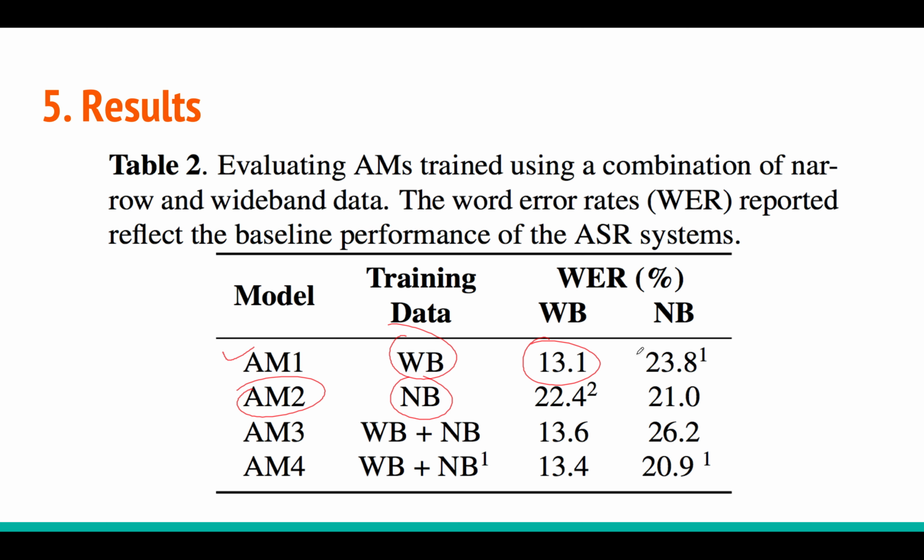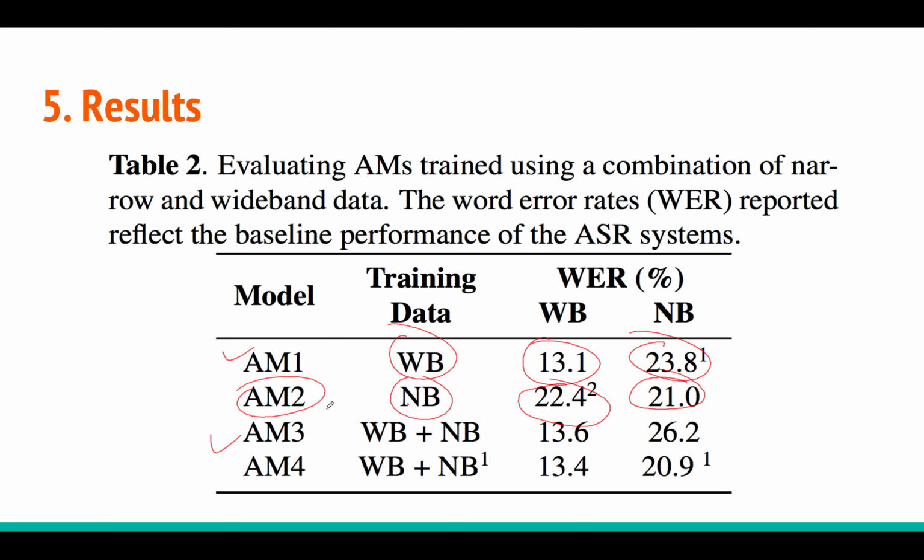You have to do upsampling because it's 8 kilohertz. Subsample it, and you get this much, right? And if you train on narrowband data and test with wideband signal, you get 22%, which is bad. And testing with narrowband itself is 22% because the amount of data itself is low, right? Maybe because of that reason.